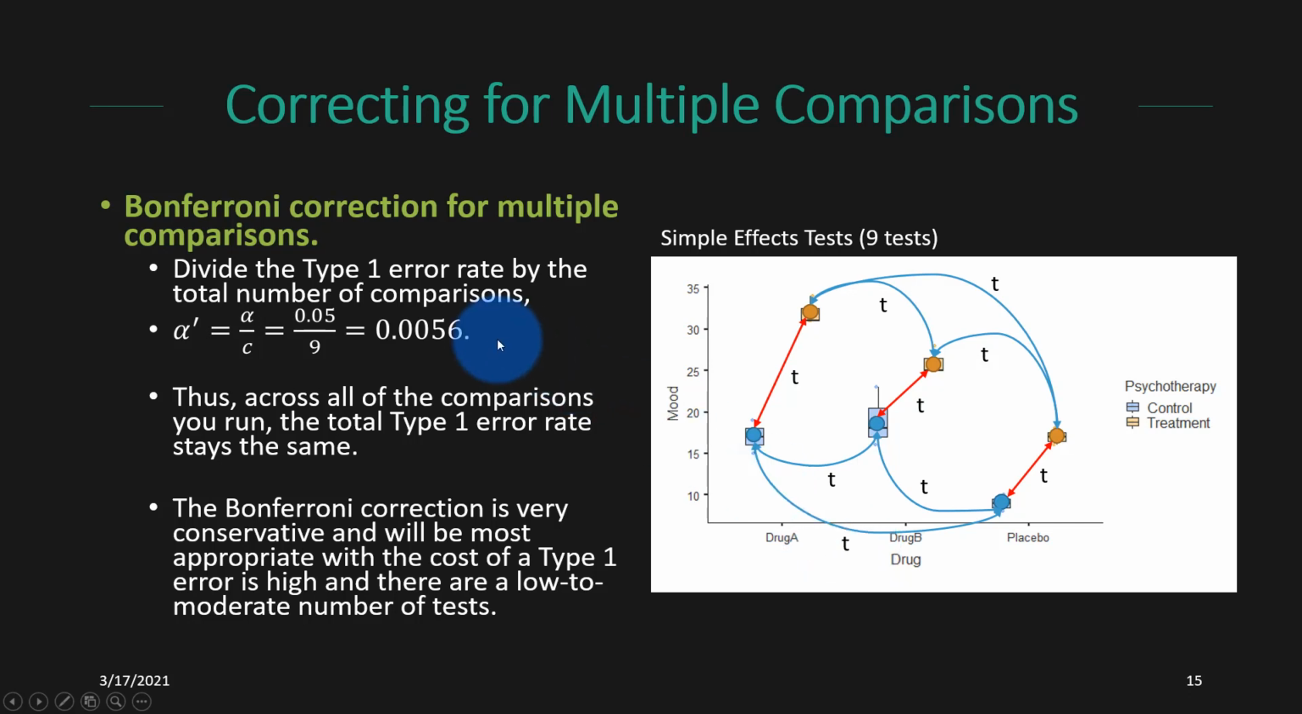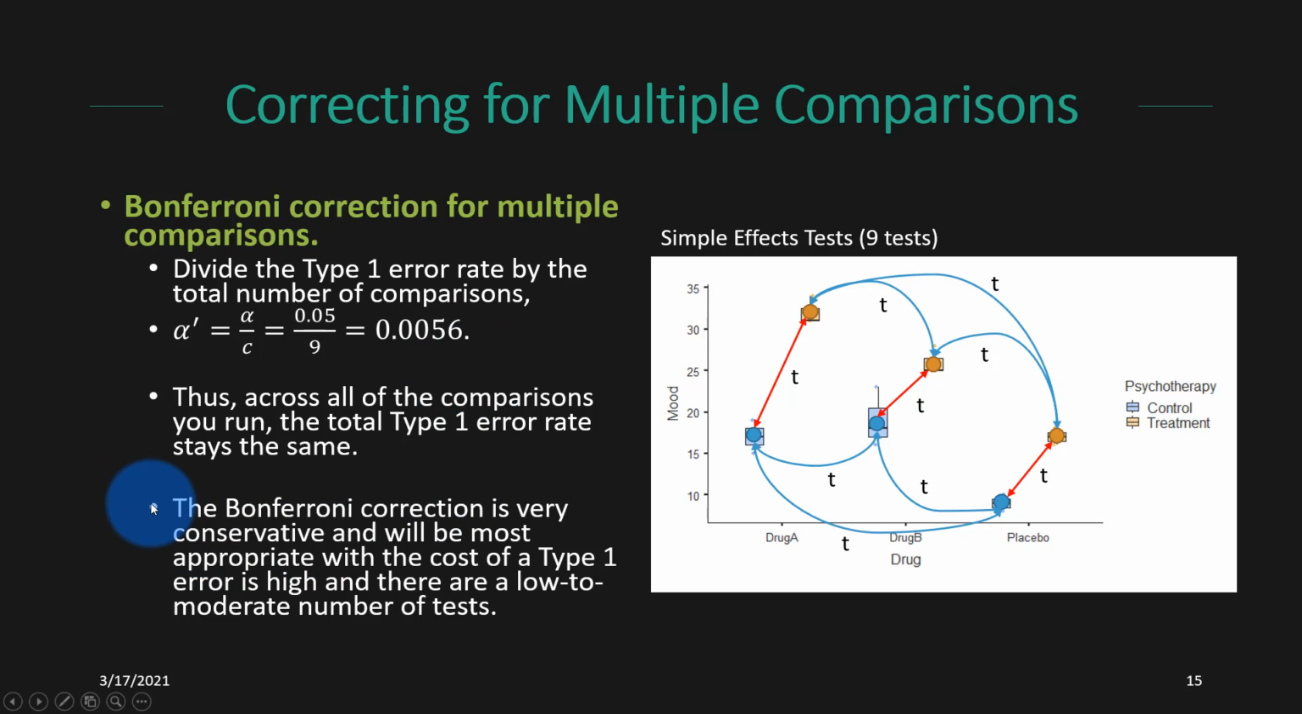So that's a much higher standard of evidence before we reject the null hypothesis. But the advantage of doing this then is across all of these different t-tests, now the total type 1 error rate is the original alpha, right? Across 9 different tests, if each test has an alpha level of 0.0056, then across all 9 tests, the risk of making a false positive is still only 5%.